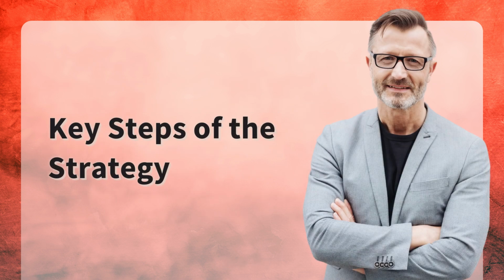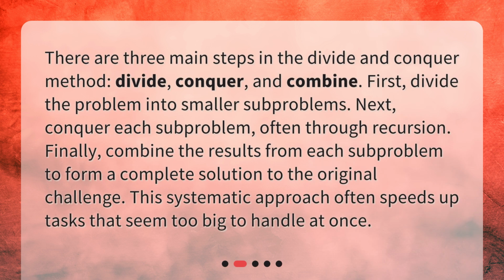Key steps of the strategy? There are 3 main steps in the divide and conquer method: divide, conquer, and combine. First, divide the problem into smaller subproblems. Next, conquer each subproblem, often through recursion. Finally, combine the results from each subproblem to form a complete solution to the original challenge. This systematic approach often speeds up tasks that seem too big to handle at once.